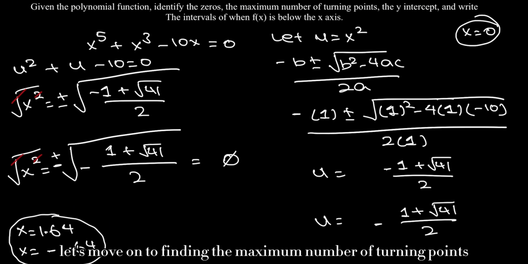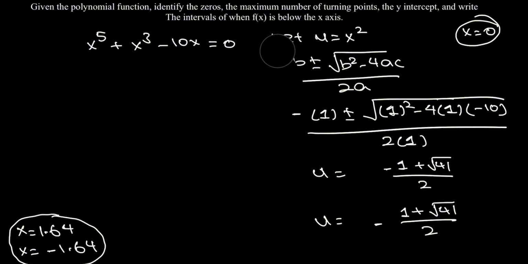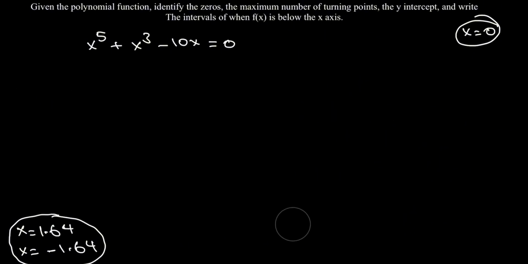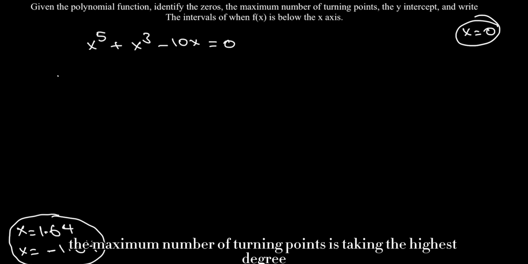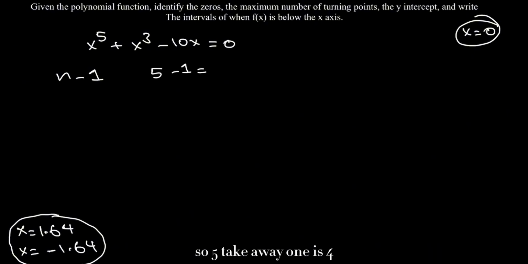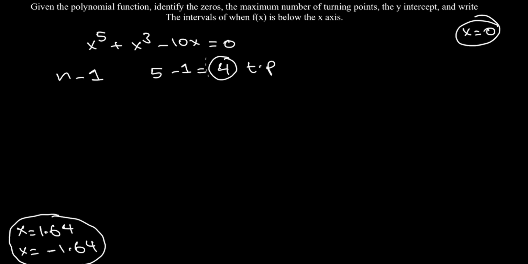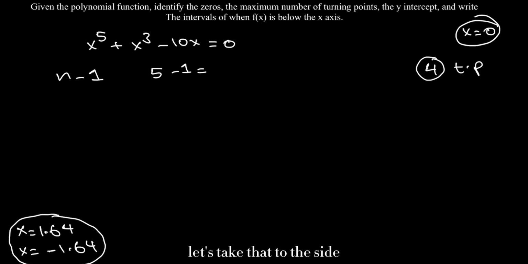Let's move on to finding the maximum number of turning points. The maximum number of turning points is taking the highest degree and subtracting it by 1. The highest degree in the function is 5. So 5 take away 1 is 4. 4 is the maximum number of turning points. Let's take that to the side.